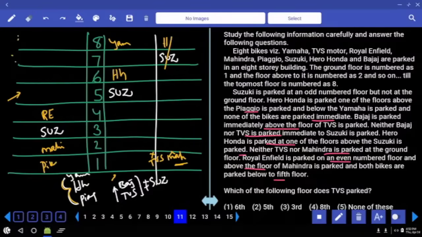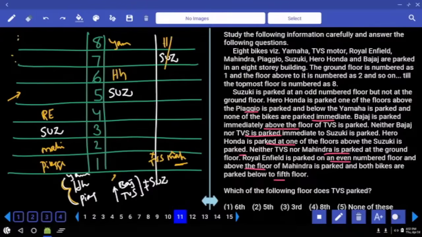Hence Piaggio is here. Then if Piaggio is here, then Bajaj and TVS must be together. Can we have Bajaj and TVS like this? Now if they were like this, then Yamaha and Hero Honda are alternate to each other. Is it possible? Not possible. And this case is ruled out. Hence, can we have Bajaj and TVS in 6 and 5 like this? Now Yamaha and Hero Honda are adjacent to each other, not possible. And that case is also ruled out.